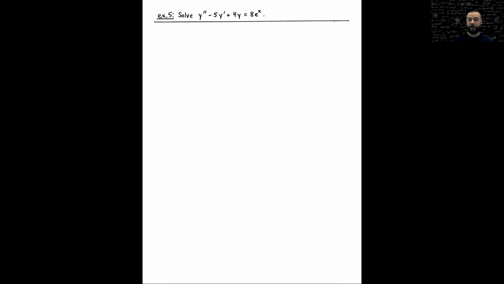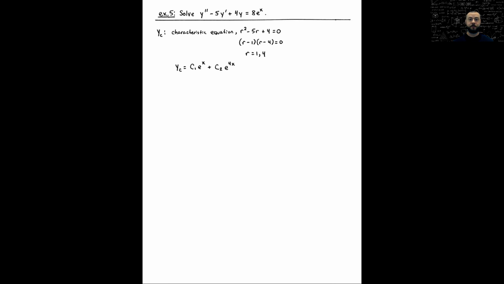So let's start first with step 1, finding the complementary solution. This one's very straightforward. You should get 2 distinct real characteristic roots, 1 and 4. So we get as our complementary solution c1 e to the x plus c2 e to the 4x. And it's worth mentioning, it wouldn't matter if you switched where e to the x and e to the 4x occur, just as long as you stick with that choice for your complementary solution. All right, that's straightforward. There's no problem there.